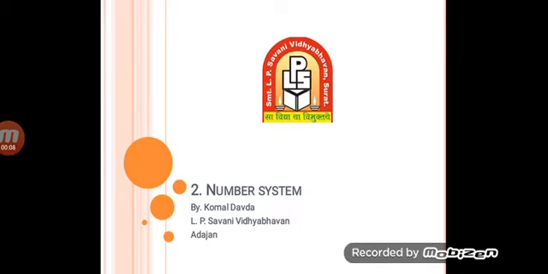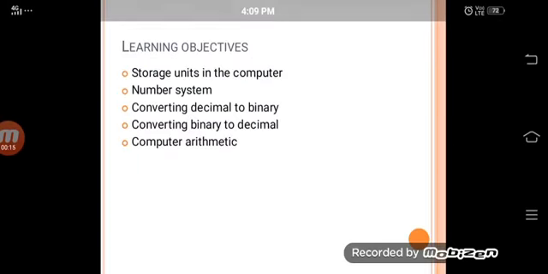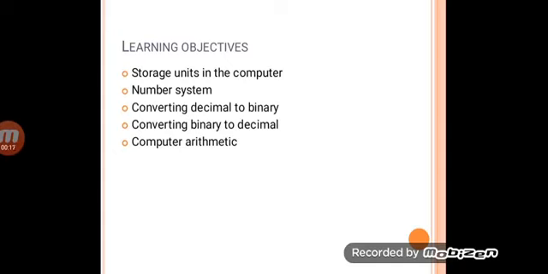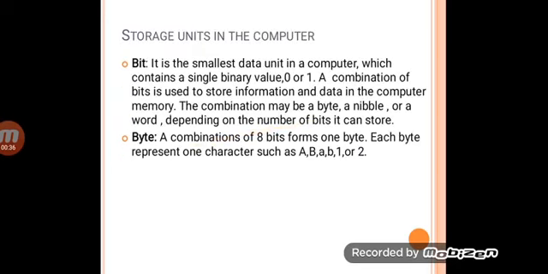Today we start the new chapter, Number System. In this chapter we will discuss the storage units in the computer, number systems, converting decimal to binary, converting binary to decimal, and computer arithmetic. Start with the storage units in the computer.